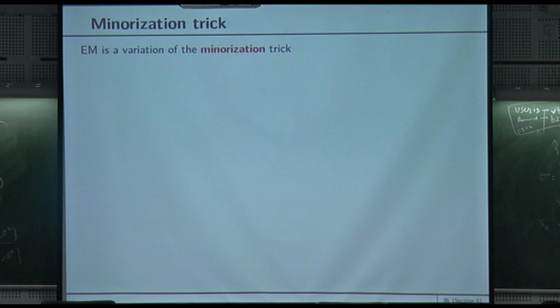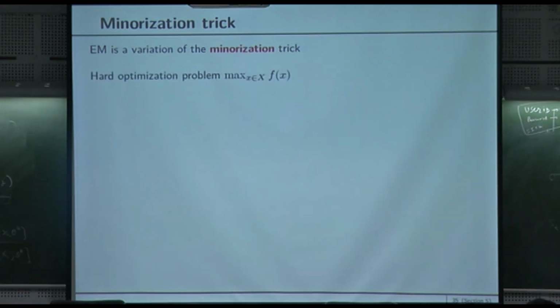But here's the basic idea. Suppose I have an optimization problem. I'll show you this, and then when we come back from the break, I'll show you how this is connected to EM. So suppose you have a hard optimization problem that you want to solve. You want to maximize some function f of x such that x belongs to some set capital X. And let's say that this is a hard problem.